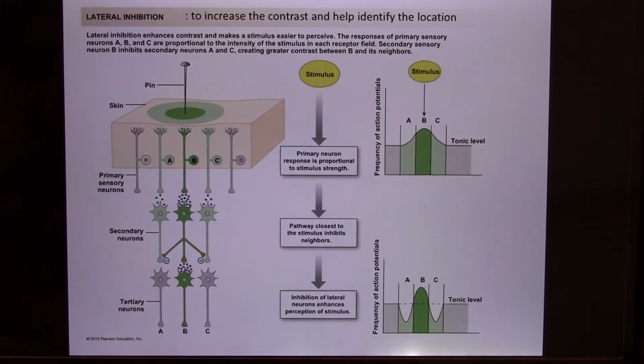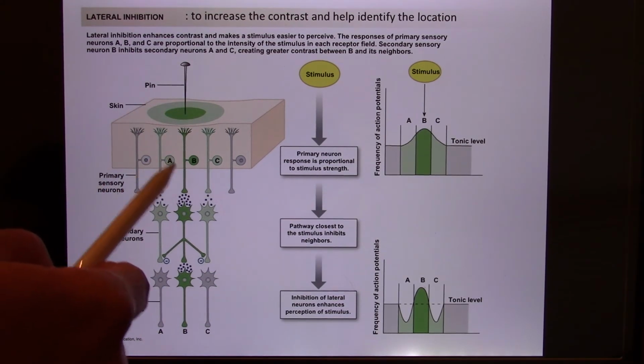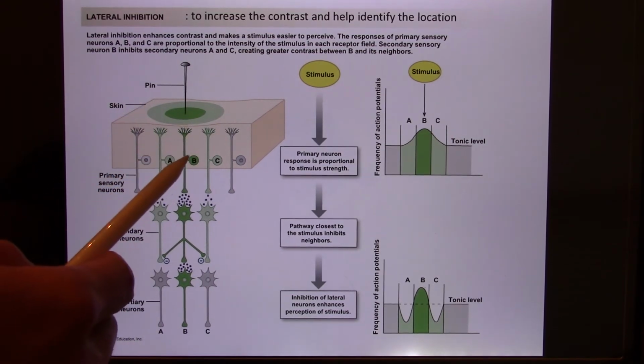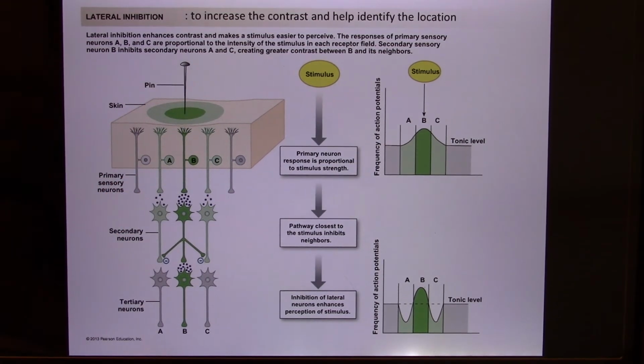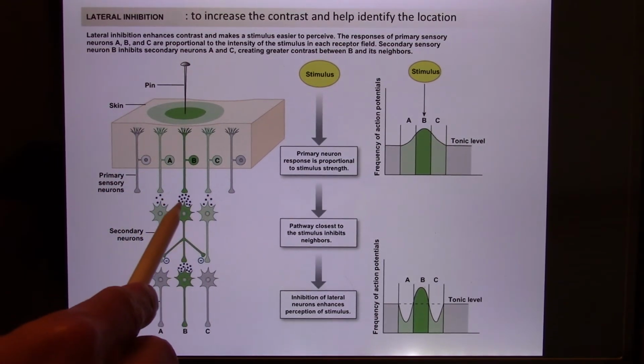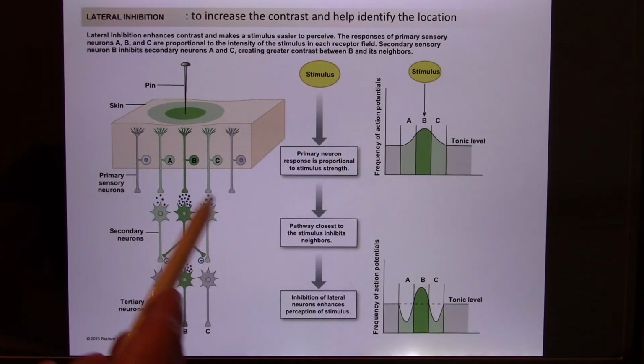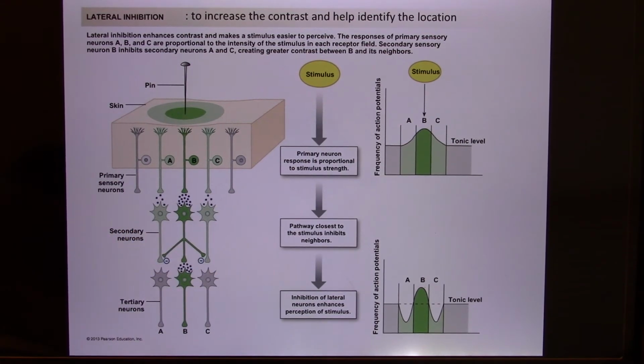So let's see what happens. Your first neuron receives the stimulus. All it can do is reflect the stimulus: more, less, less. That's its response. It releases more neurotransmitter, less neurotransmitter. That's all it can do. That's the best it can provide. Now let's look at the second neuron. The second neuron is going to transfer the signal from the spinal cord to the thalamus.